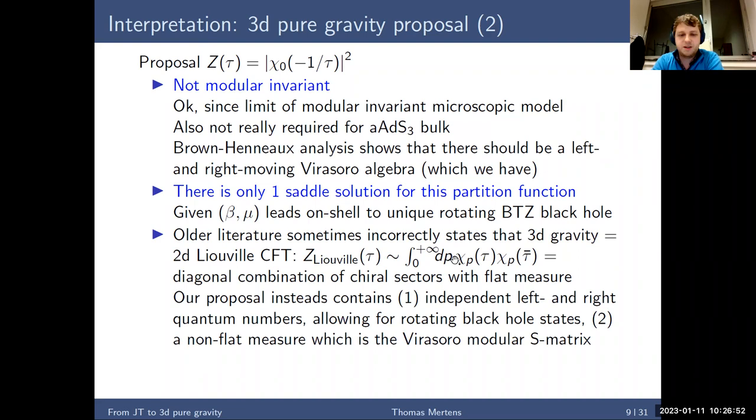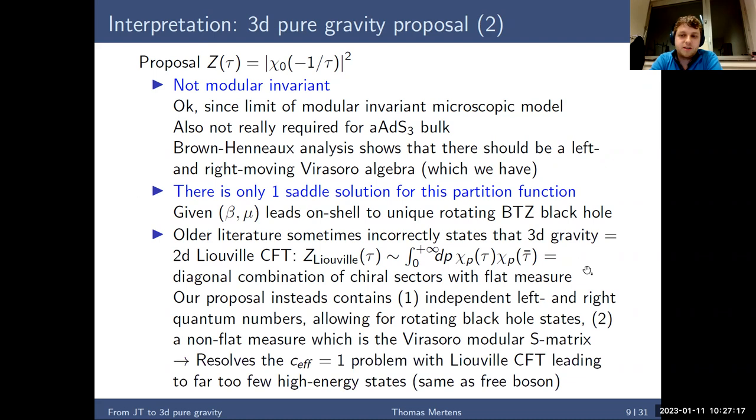Now, the proposal that I've written down here is different than that. First of all, it contains independent left and right quantum numbers, allowing also for rotating black hole states in the Hilbert space, as I mentioned. And two, it has a non-flat measure, which is just the Virasoro modular S matrix. So it differs in these two ways from the Liouville 2D CFT. And in particular, it also addresses the problem that Liouville CFT has far too few high energy states to explain the BTZ black hole entropy, because its partition function is actually just the same as the one for a free boson. This is sometimes called the effective central charge equals one problem that Liouville CFT has. This grand canonical partition function doesn't have these kinds of problems. We just reproduce the BTZ black hole entropy as the semi-classical saddle of this grand canonical partition function.